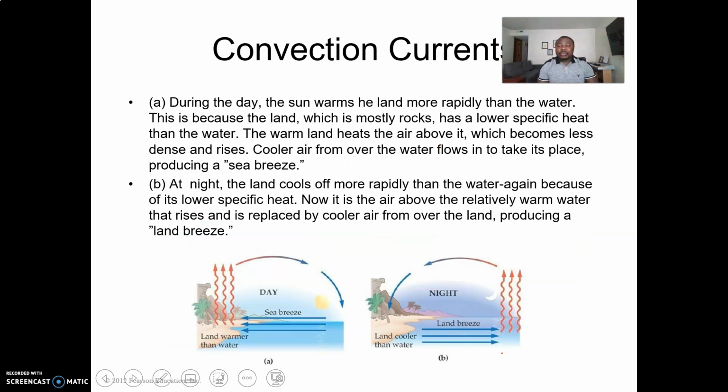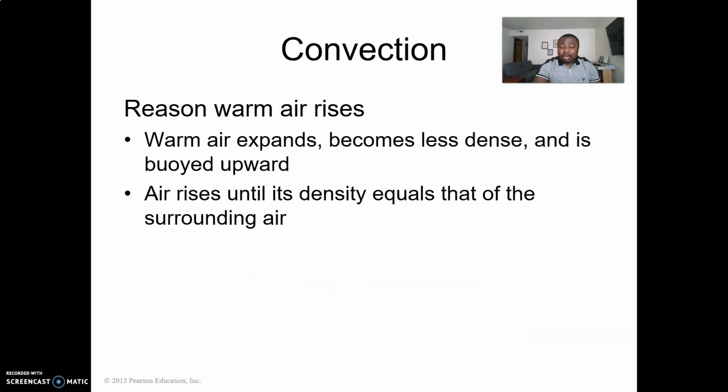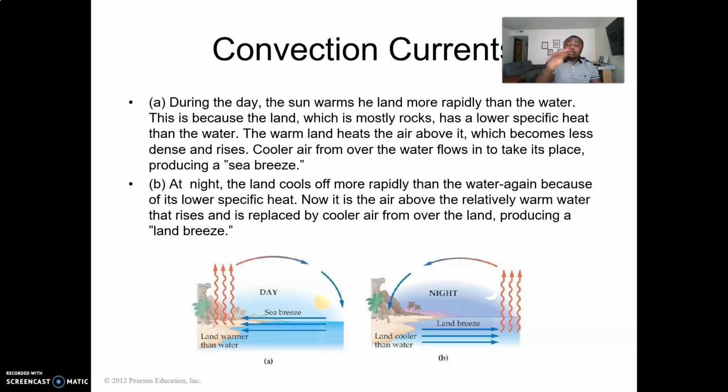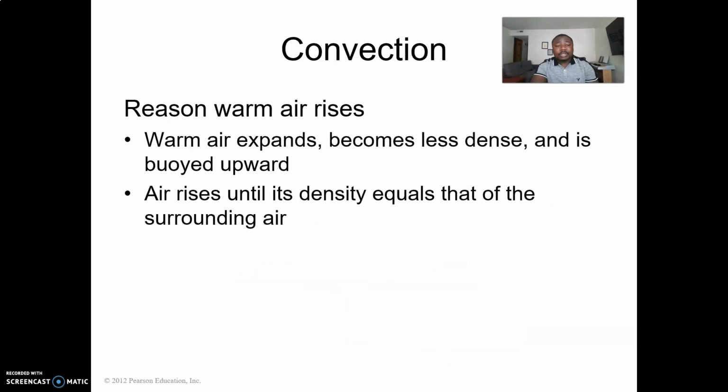And for further explanation of part A and part B, the process by which the land breeze or the sea breeze takes place is what we call convection, and those flows are what we call convection currents. So in convection, the reason why warm air rises is, number one, because warm air expands, and as a result of the expansion, it becomes less dense and is buoyant upward, so it begins to move upward. So air rises until its density equals that of the surrounding air.